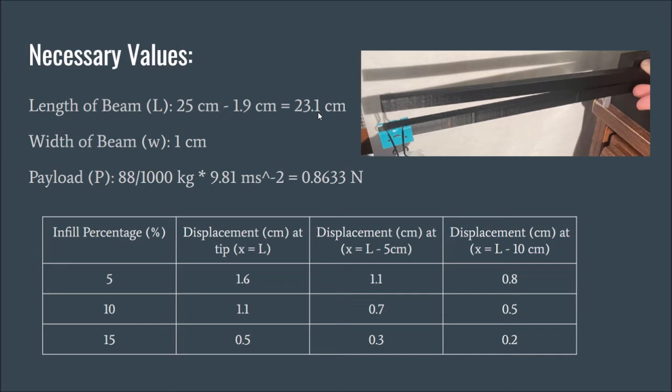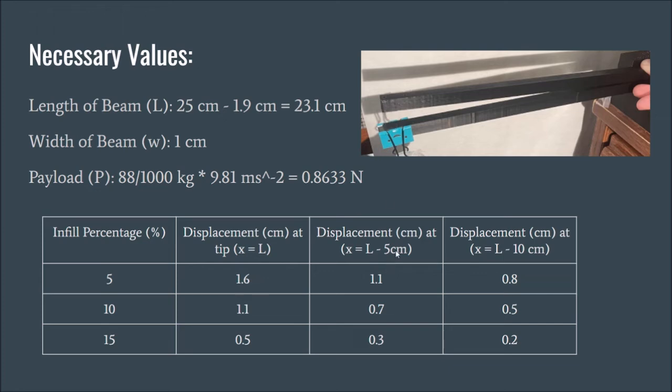The width of the beam is 1 centimeter, and the payload is 88 grams, and if you convert that into newtons, it will be 0.8633 newtons. And so in terms of the raw data, for the infill percentage at 5%, the displacement was max at the end, which is 1.6 centimeters, so right here.